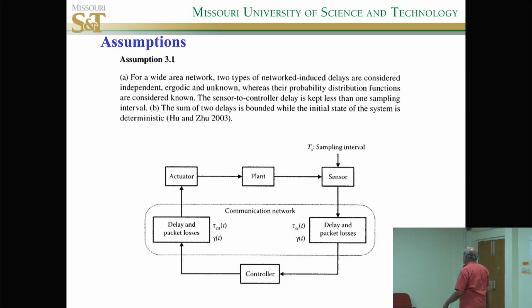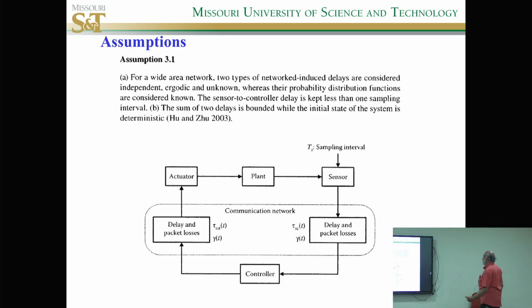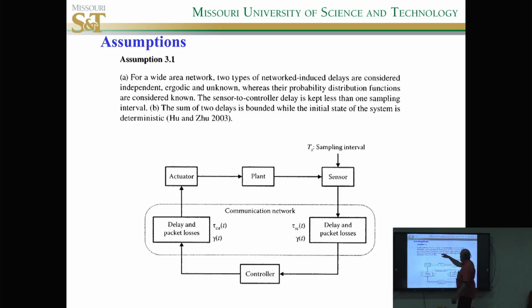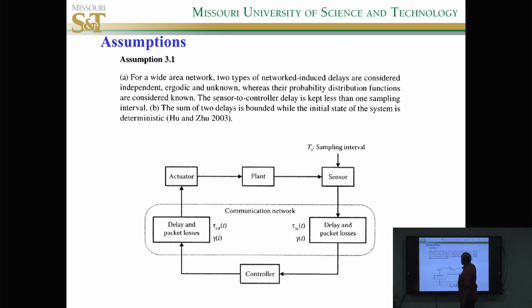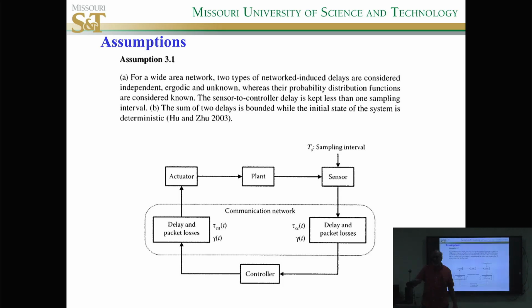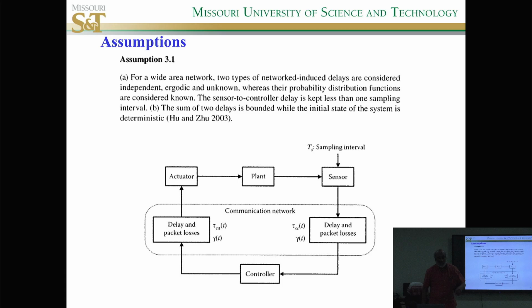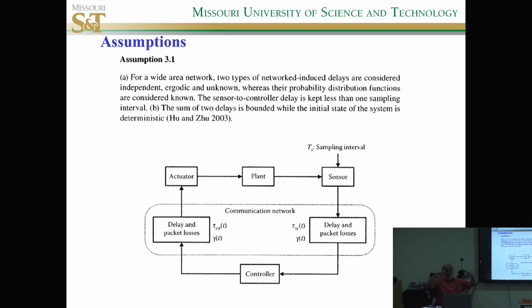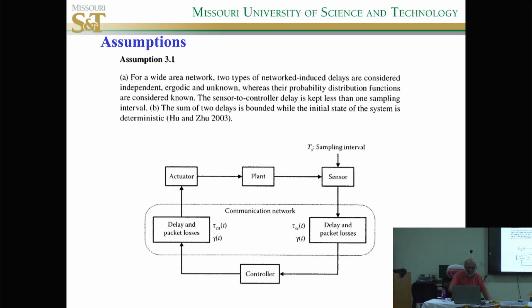So you can see that for a wide area network, two types of delays are considered independent, ergodic, and unknown, whereas their probability distribution functions are. So this is what I was saying. You don't know exactly the delays and packet losses, whereas you say that they belong to a distribution. Okay?